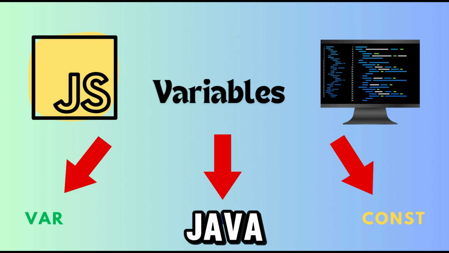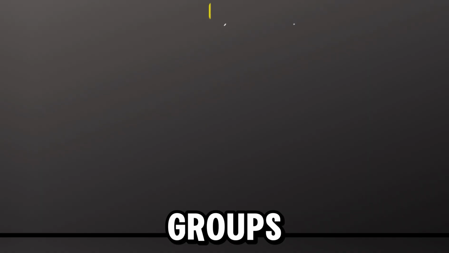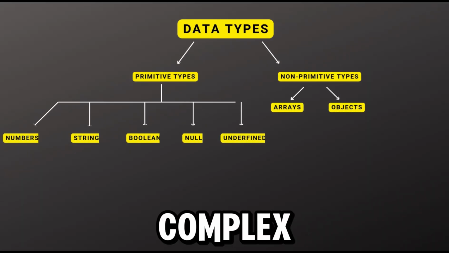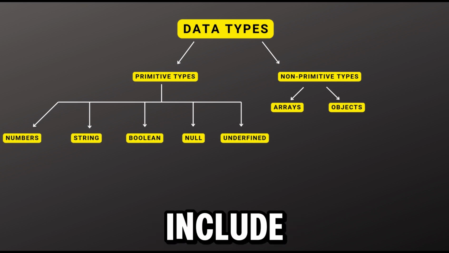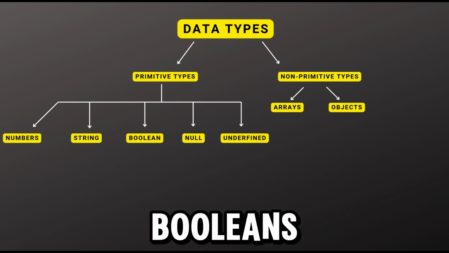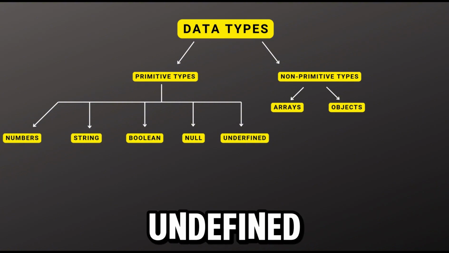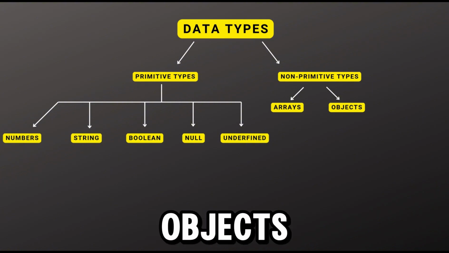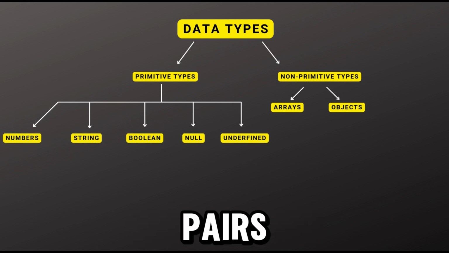Data types in JavaScript are categorized into two groups, primitive data types and complex data types. Primitive data types include numbers, strings, booleans, null, and undefined. Complex data types include objects, arrays, and functions. Objects are collections of key-value pairs, while arrays are ordered collections of values.